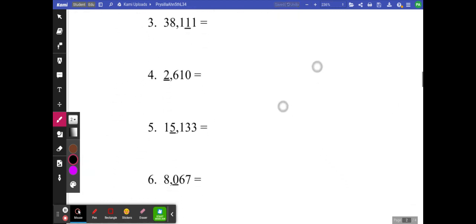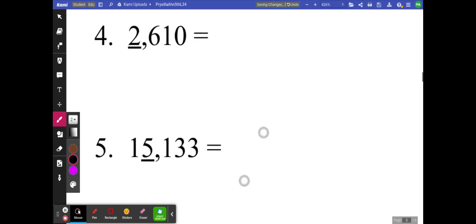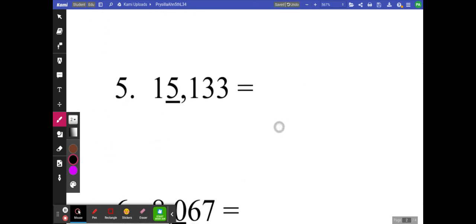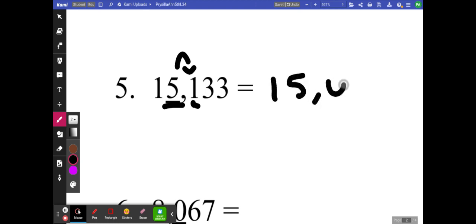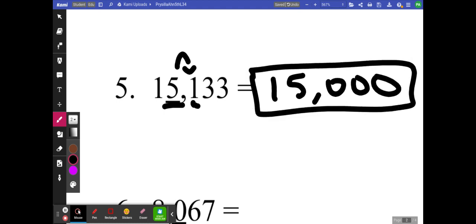And let's try one more. Let's look at number 5. So we're going to be seeing if we change the 5 or not. Let's look at the 1 number to the right, and we see that it's 1. And 1 is obviously smaller than 5. So you keep the 5 the same, and the rest becomes 0. That is your rounded answer.